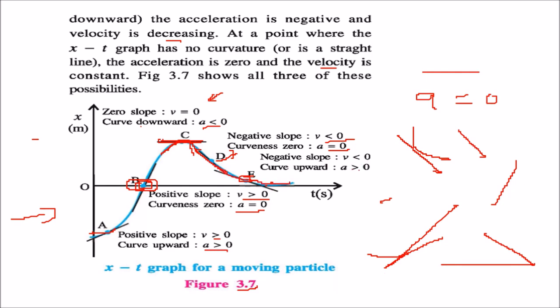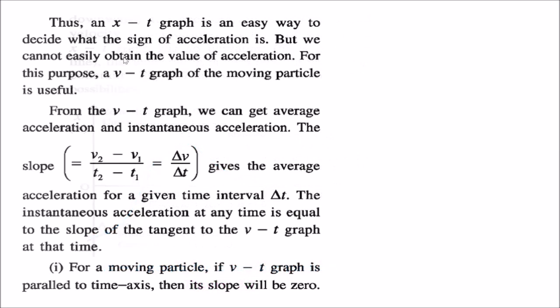The slope, that is V2 minus V1 by T2 minus T1, the difference in the velocity at two times over the difference in the time interval, delta V by delta T, gives the average acceleration over any time interval delta T. So the instantaneous acceleration at any point is equal to the slope of the tangent in the VT graph.